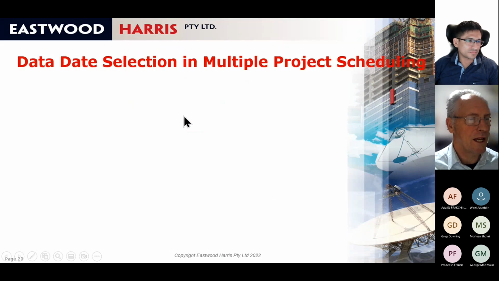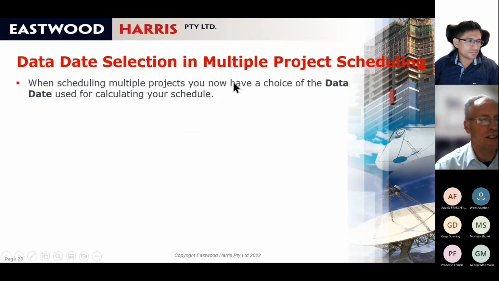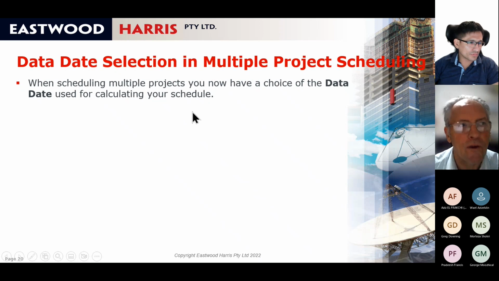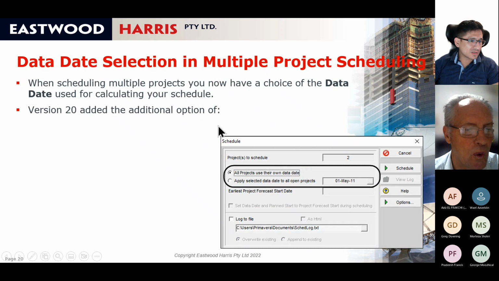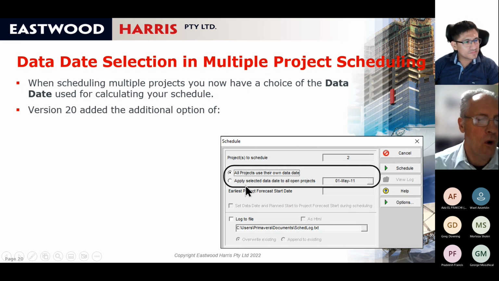So next thing here is data selection in multiple project scheduling. When you schedule multiple projects, in the previous version, you could have different data dates for apply actuals in 19. In version 20, you can actually allow projects to use their own data date or apply a specific data date to all projects, which is how earlier versions work.